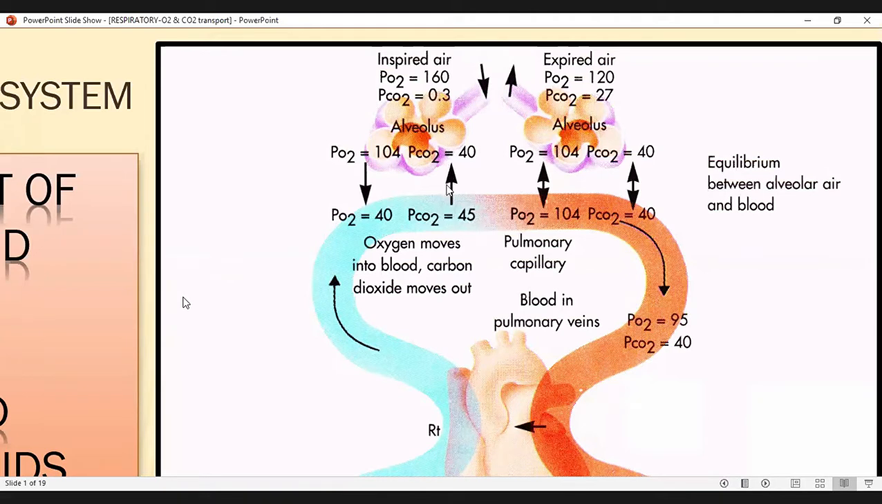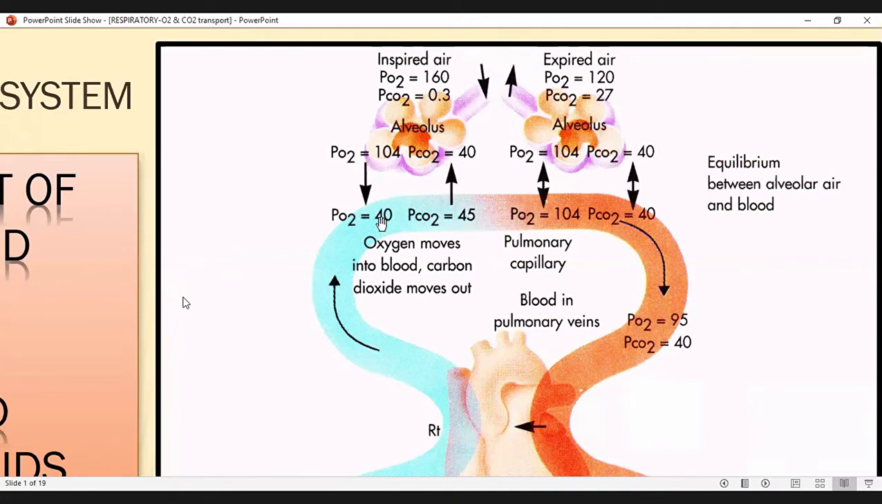So from the alveolus, the oxygen will find its way into the pulmonary capillary. Okay, so in the inspired air, the PO2 is 104. And then you notice that in the capillary, the PO2 is only 40 because this comes from your pulmonary artery, and your pulmonary artery carries with it unoxygenated blood because it comes from the cells, okay, from the tissues.